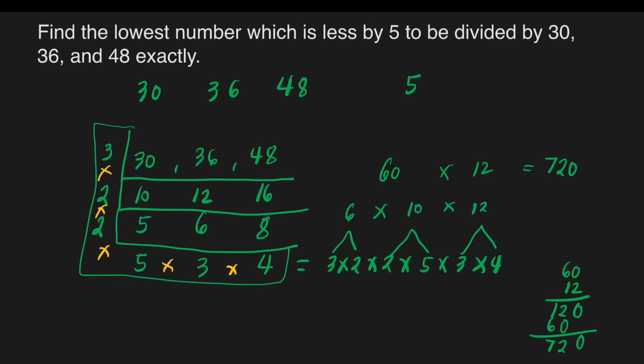But it says in our problem that we have to find the lowest number which is less by 5. So we can just subtract 5 from 720. So 720 minus 5 will give us 715. That is the required number. Now let's have some exercises.